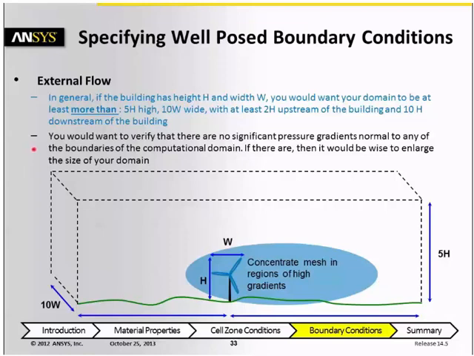You also want to verify through post-processing that there are no significant pressure gradients normal to any of the boundaries in the computational domain. If there are, it indicates that the boundaries are probably too close to the object and are influencing the solution there, so it's recommended to enlarge the size of the domain and repeat the calculation.